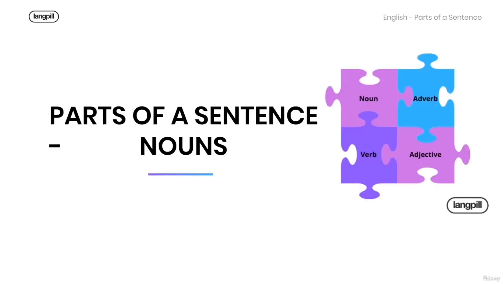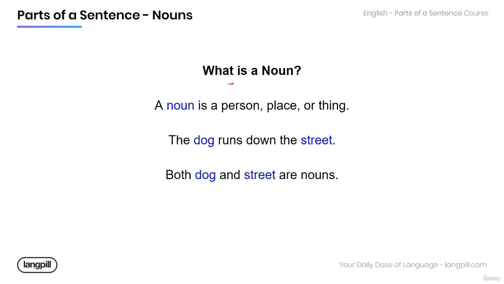All right, for this lesson, we're going to focus on the parts of speech called nouns. Okay, so what is a noun? Well, a noun is just a person, place, or thing. Any of these are considered a noun in English. So if we have this sentence, the dog runs down the street. In this sentence, we have two nouns, dog and street. The other words are different types of words, which we will cover later. Right now we're focusing on nouns.